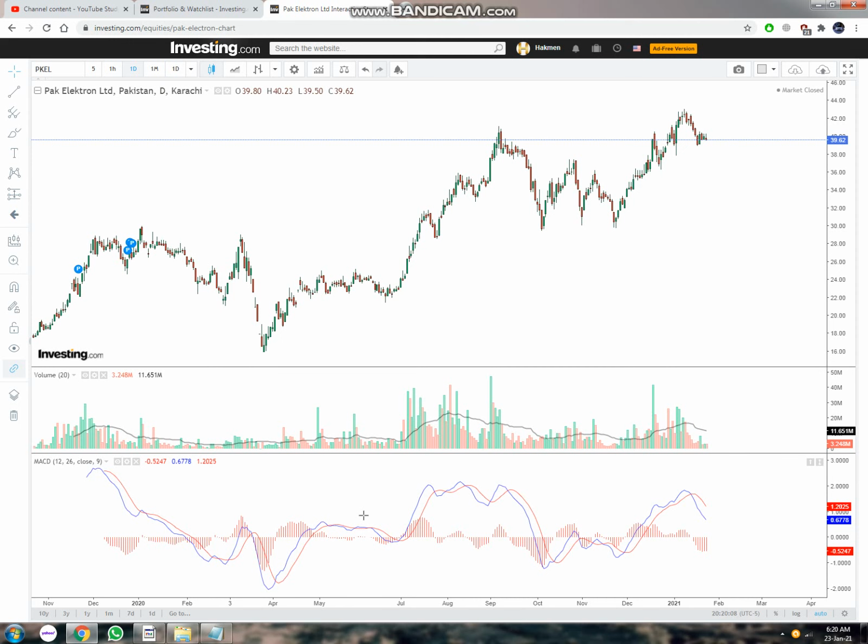But if the histogram is above the center and the bar starts to decrease, then what you will do is sell your stock or short your position as the bar starts to decrease. You will have to sell your stock or short your position at that level, which will lead to the crossover of the red line over the blue line.